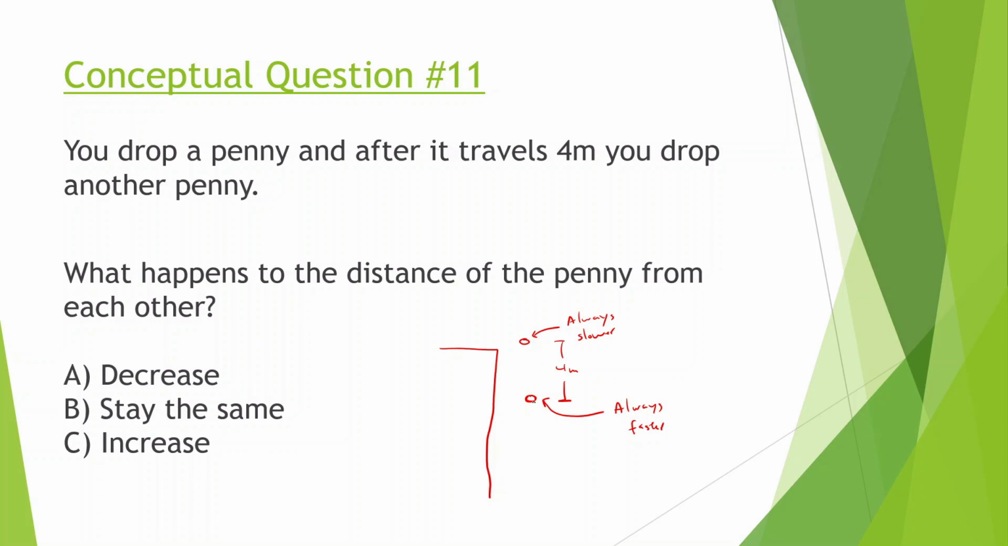So if this one's always going to be faster, that means that this one is always going to be getting further and further away from this. If you can imagine in a race, if somebody's always faster than you, they're going to be getting further and further away from you. So what happens to the distance of the pennies from each other? It increases. And I hope that makes sense. Watch it again if it doesn't make sense. But the distance between them is always going to increase, because the penny that was dropped first is always going to be faster than this penny afterwards.